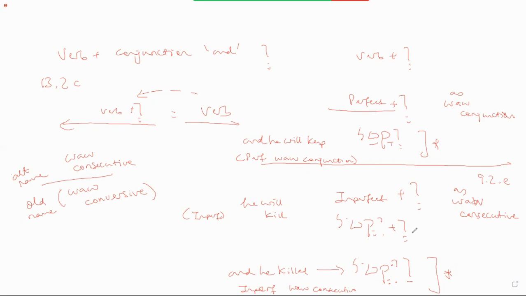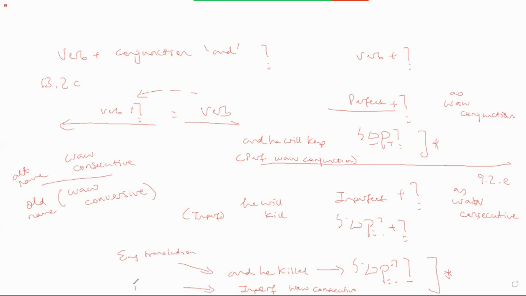when you add the while conjunction to it and use it in the form of a while consecutive, it becomes wet yikto. You can see there's a doubling dot on the Y. When you translate in English, it becomes like the simple past tense, and he killed, although the form is an imperfect while consecutive. So this is your English translation.